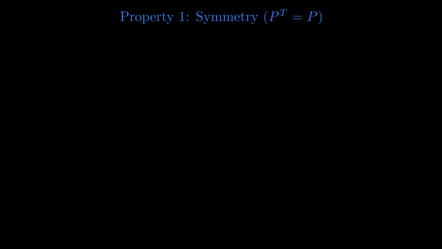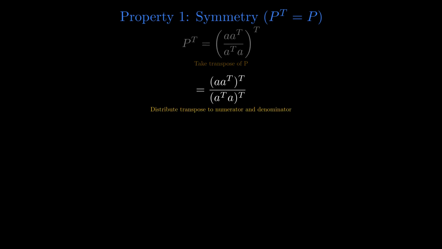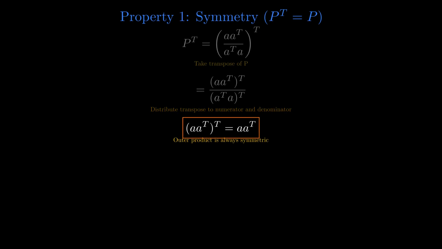We want to show that P transpose equals P. Start by taking the transpose of P. P transpose equals the transpose of A A transpose over A transpose A. Now the transpose of a fraction where the denominator is a scalar just means we transpose the numerator. So this equals the transpose of A A transpose divided by the transpose of A transpose A. Here's the key insight. The transpose of A A transpose is just A A transpose again.